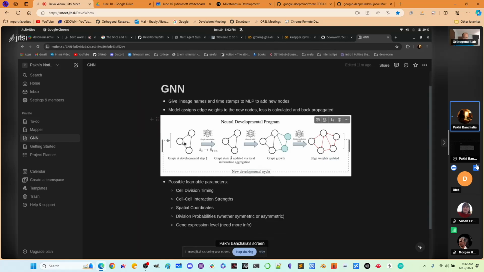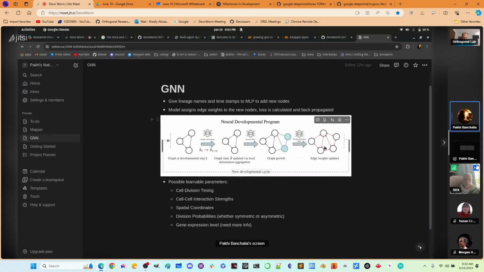So basically, this is the architecture of the neural development program. We start with some nodes which are given at the beginning, and then we perform some convolution operation, and then comes a multi-layer perceptron which determines where we will add the nodes, and then we have a weight prediction MLP which will determine the edge weights and update them, and then another cycle will start.